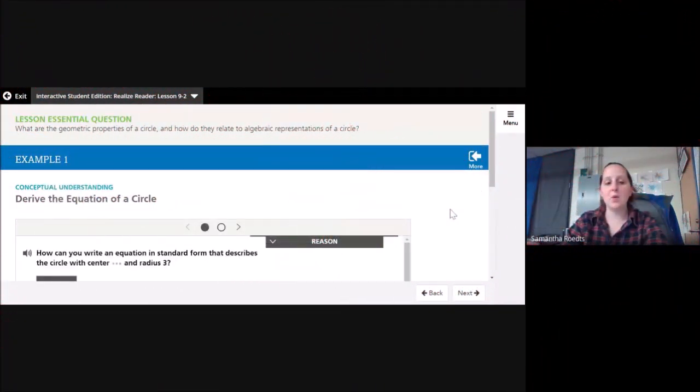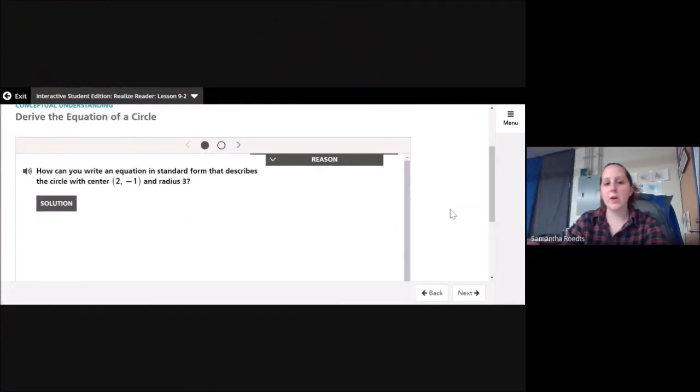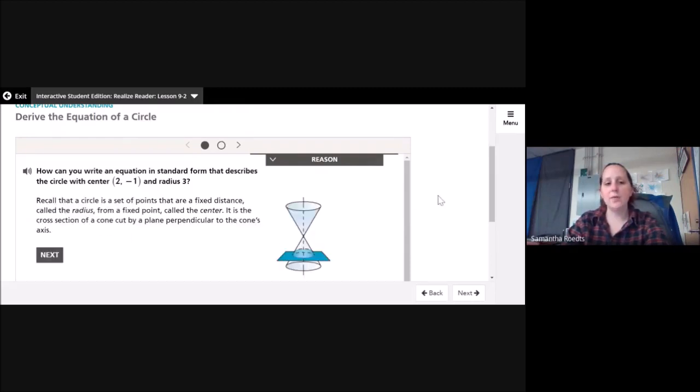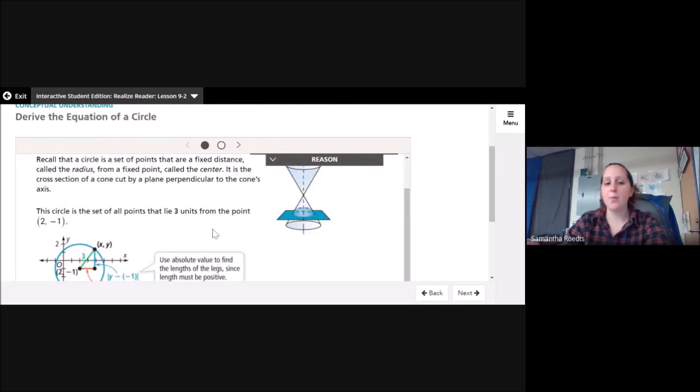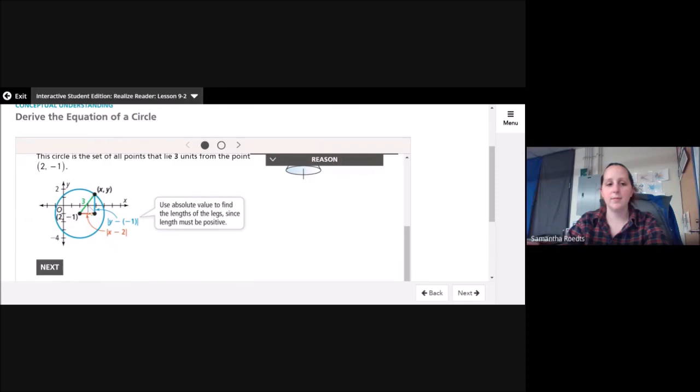Example 1, derive the equation of a circle. How can you write an equation in standard form that describes a circle with center 2, -1, and radius 3? Recall that a circle is a set of points that are a fixed distance called the radius from a fixed point called the center. It is the cross-section of a cone cut by a plane perpendicular to the cone's axis. This circle is the set of all points that lie 3 units from the point 2, -1.